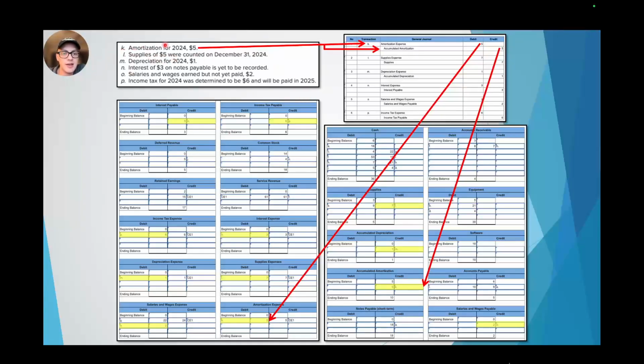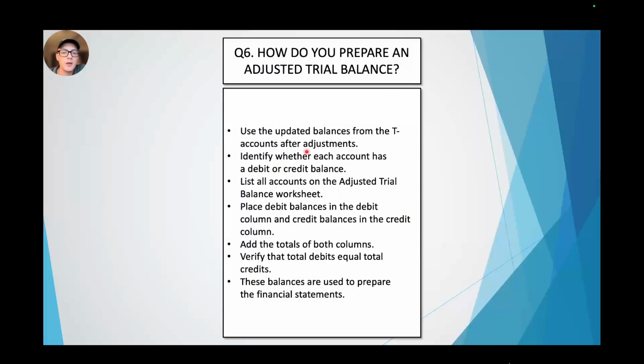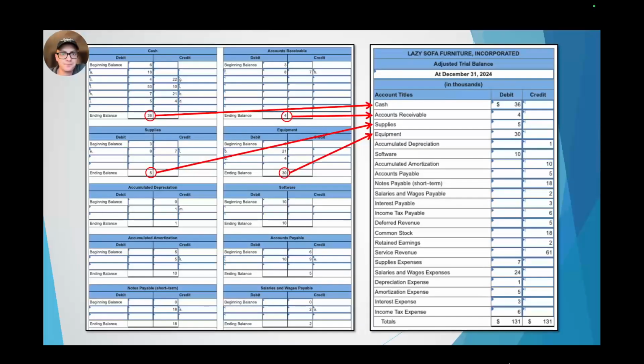Question 4 is how do you record the entries, and then question 5, how do the entries flow to the T accounts? So how do you prepare an adjusted trial balance? Well, the adjusted trial balance lists the updated balances from all accounts after adjustments have been posted. Debits and credits are checked again to ensure the ledger is still balanced before preparing financial statements. So this one's really easy. You take all of your ending balances and you just throw them into your adjusted trial balance. And the way you know you're correct is if your debits and credits match.